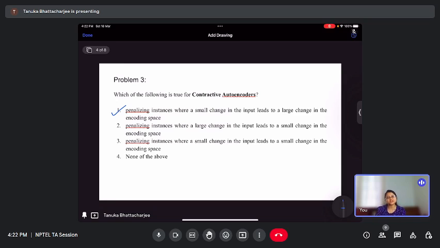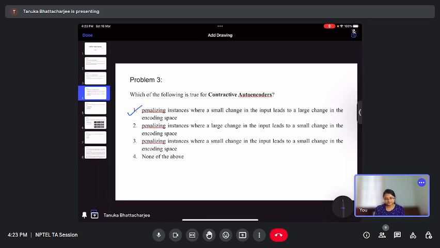So you penalize only when there is a small change in the input, but that leads to a large change in the encoding space, because we do not want that. So we penalize those instances only. And the third option, which is a small change in the input leads to a small change in the encoding space, that is what we want in case of contractive autoencoder. So we do not penalize when small change leads to small change. When a small change leads to a large change, then we penalize those instances. Okay.